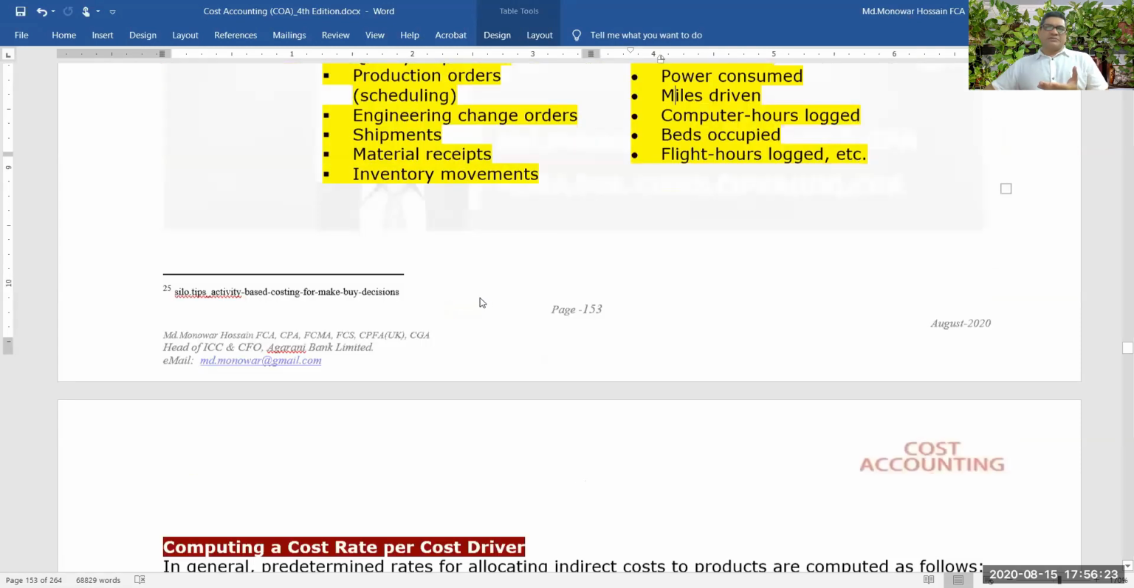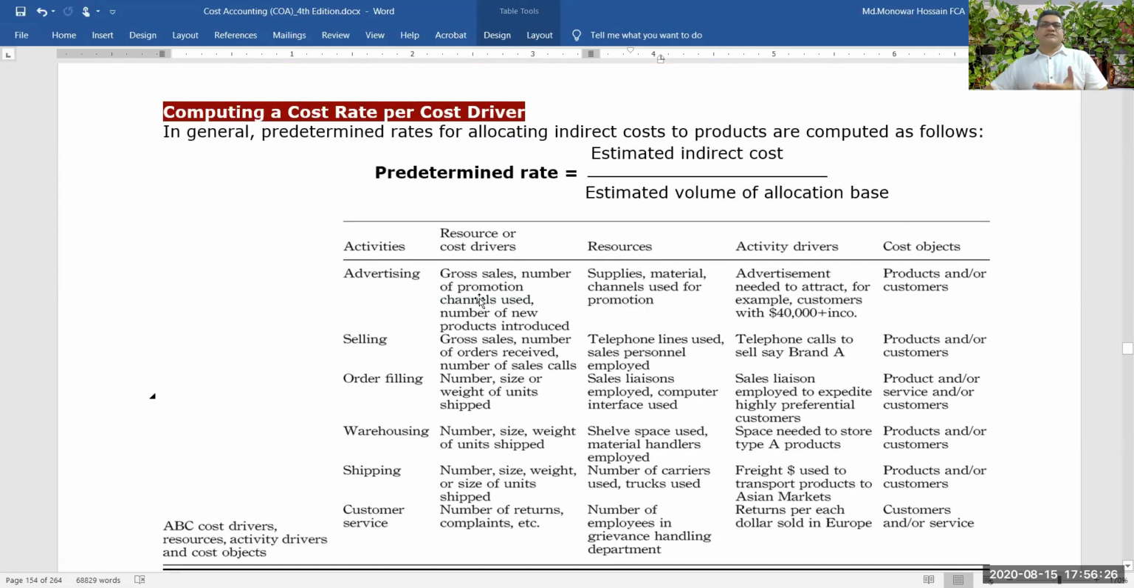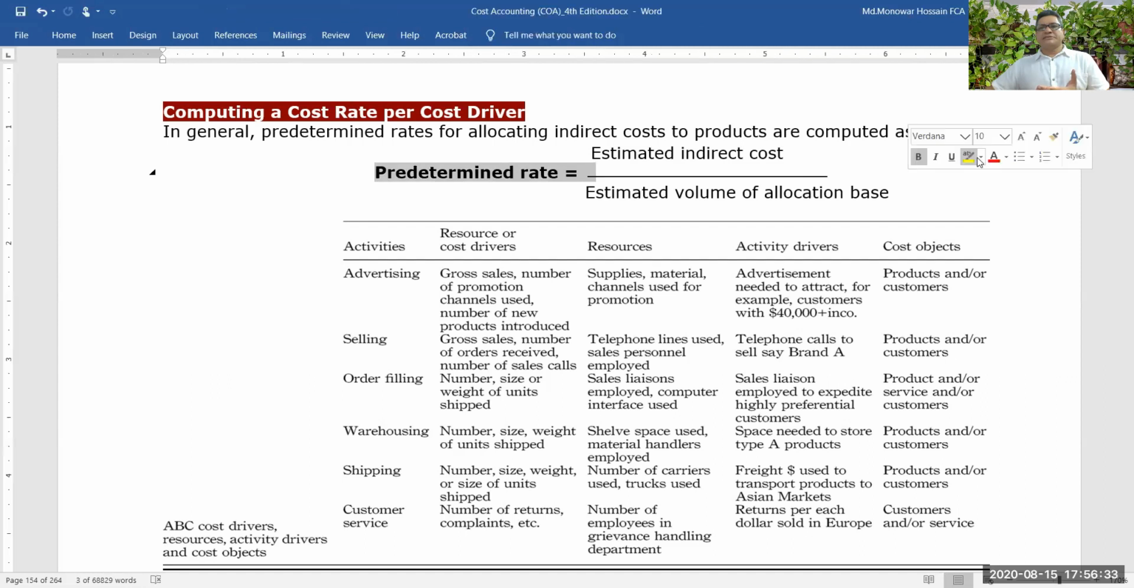These are the cost drivers. So, compute the cost rate per cost driver. We can calculate it this way: the predetermined rate. We know the predetermined rate means estimated indirect cost divided by estimated volume of the allocation basis.